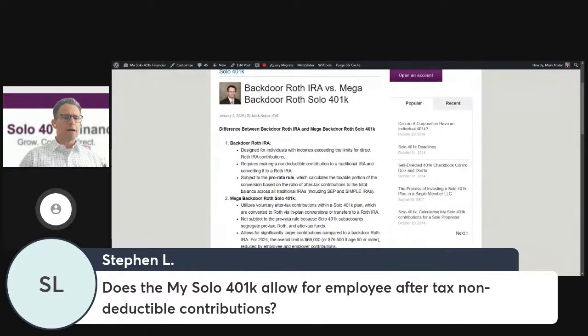You might be referring to the employer Roth contributions as part of the Secure 2.0 Act, where you're allowed to make employer Roth 401k contributions. And our plan does allow for employer Roth 401k contributions, which are deductible on the business side, but then they're going to be considered taxable on the personal side.